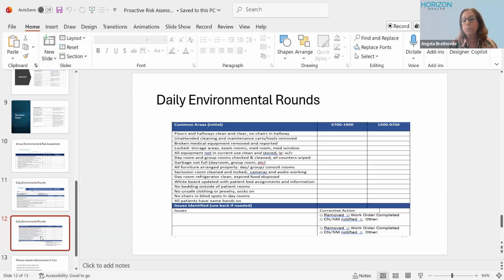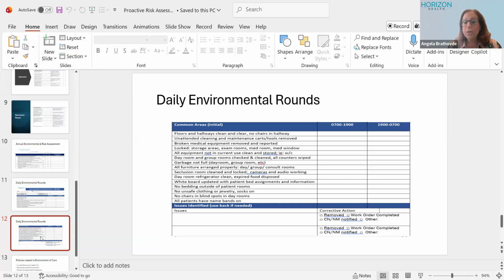Broken medical equipment removed and reported. All storage areas, exam rooms, med room, med window locked. And you do have blind spots where the med room is and also on the other side of the nurse's station where the staff lounges. So again, really being aware of those blind spot areas and where patients might be able to hide or be out of view of the camera. Same thing in the day room. They could be sitting where they're out of view with the camera and then you wouldn't know what they were doing. So that's why it's important to be in that room.